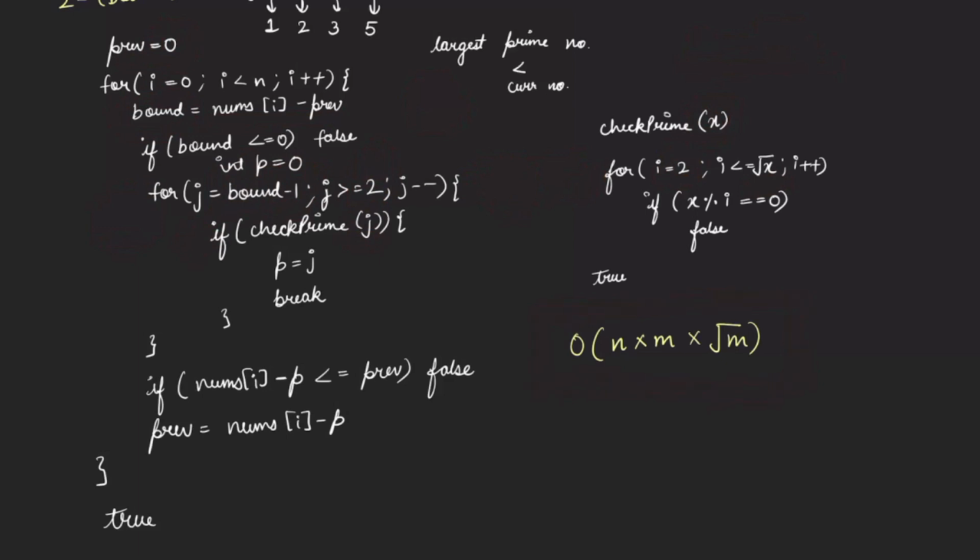Now, although this particular code will be accepted, can we optimize it further? So see, what if we remove this part and we pre-compute the primes? In that case, we will be able to identify the largest prime number less than the current number in constant time, right? Now, how are we going to do that?